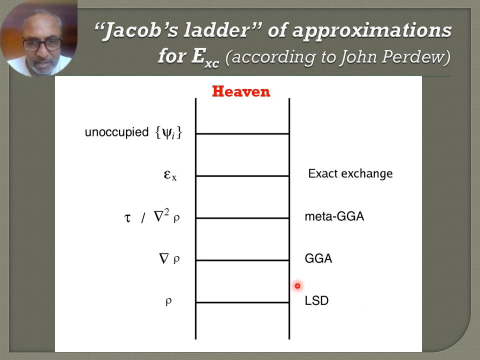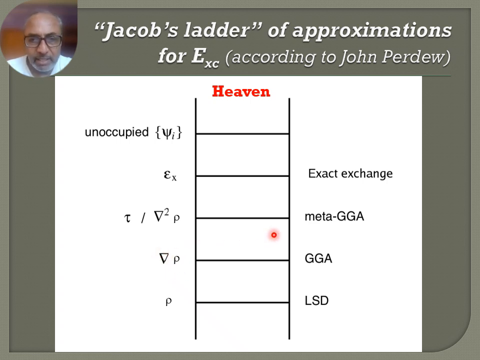In the lowest rung of Jacob's ladder, we have local density approximations where the contribution to the energy at any point depends only upon the local density at that point. In the next rung of Jacob's ladder, we have the generalized gradient approximations where the contribution to the energy at any point depends not only upon the local density but also upon the gradient of the density at that point.